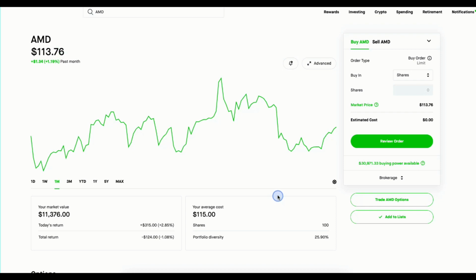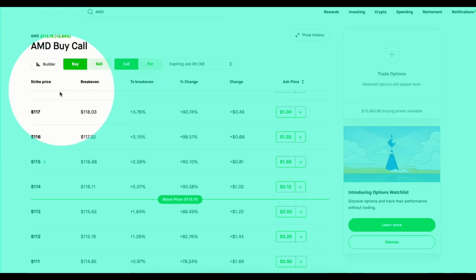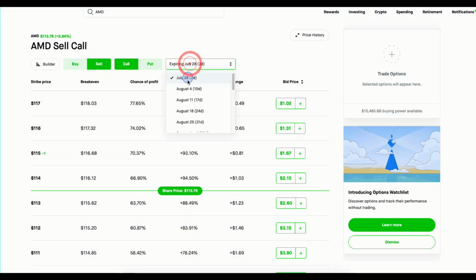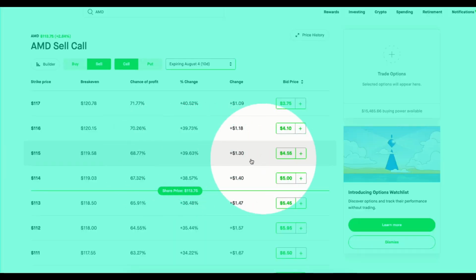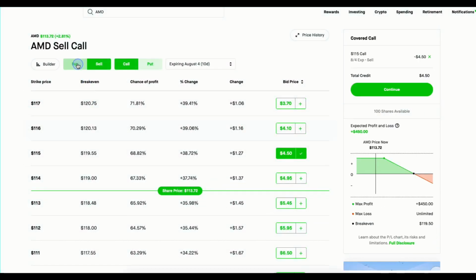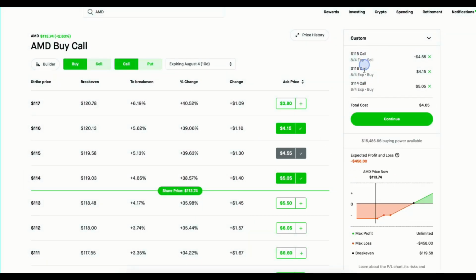Okay, so to execute this strategy, the first step is you go to trade options for AMD, and then you sell a call, let's say for August 4th. It's hovering around 115. So we're going to sell this call, and then you buy a call right above it, and you buy another call right below it. So I'm going to adjust this.